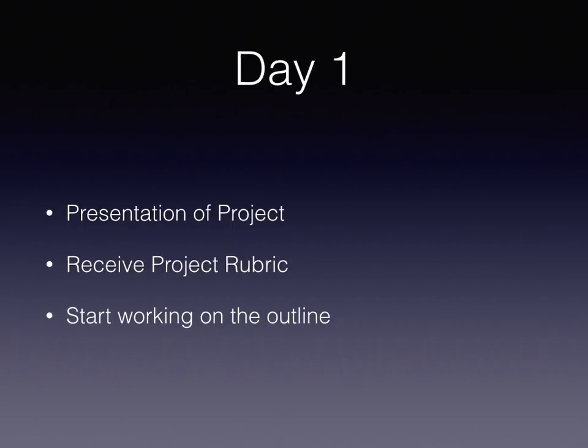Okay, it's day one. What happens? I present the project. I let the kids know what's happening. They're going to get a copy of the rubric. We'll go over that together, answer any questions, and then they start working on the outline. So if we go to the next slide, I'm going to show you what the rubric looks like, and then the outline is a very simple form. I could show them past examples of the project as well so they can kind of see what they're doing.